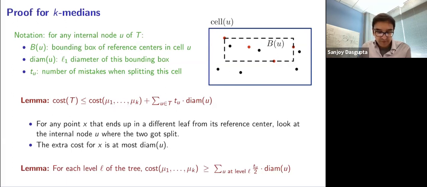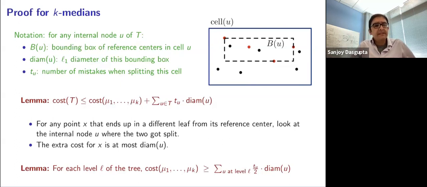And what you can show is that the cost of the tree is at most the cost of the reference clustering plus the sum over all the internal nodes of the tree of the number of mistakes made at that node times the diameter of the centers at that node. Okay, and so let's see why this is the case. So this is an upper bound on the cost of the tree.